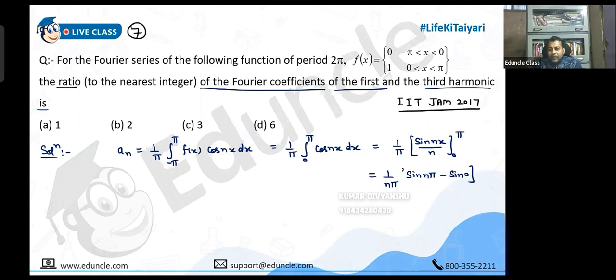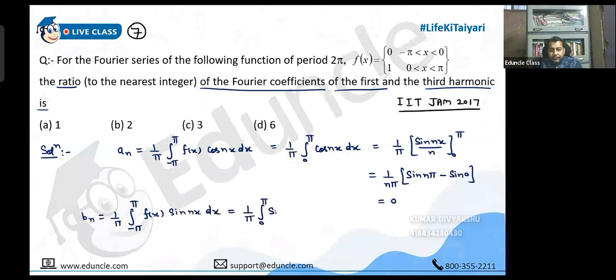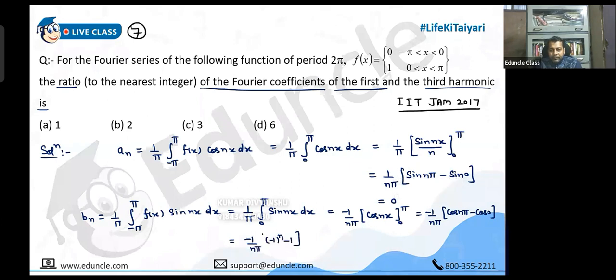So this one is clearly 0. It means it is the ratio of b coefficients. So now we will solve it for bn. Because both the coefficients are odd, first and third, for odd n this term will contribute -2, so it will give us 2 by n pi.